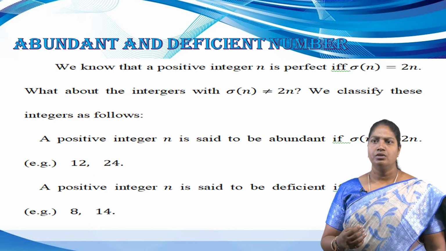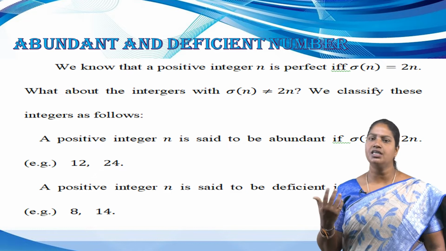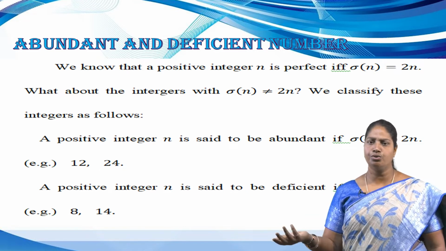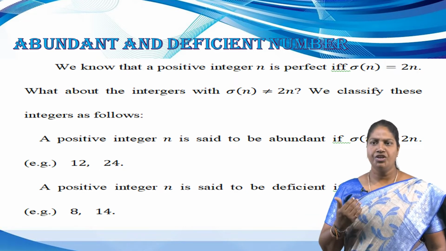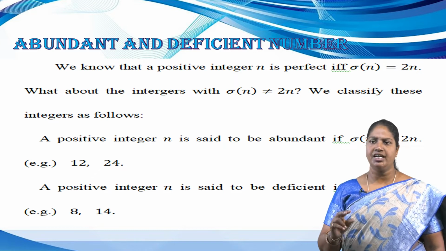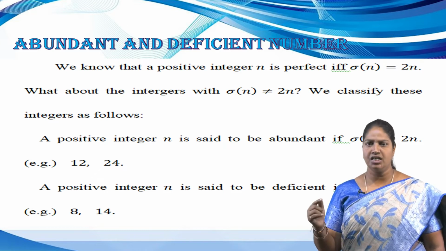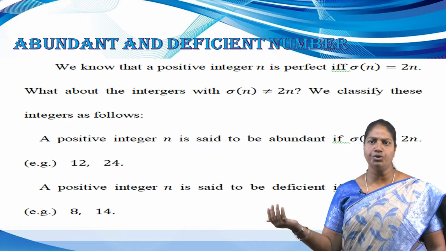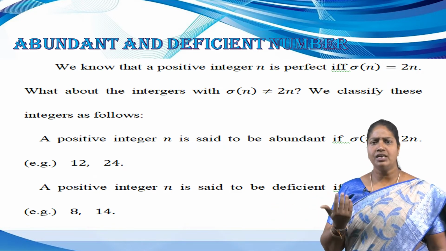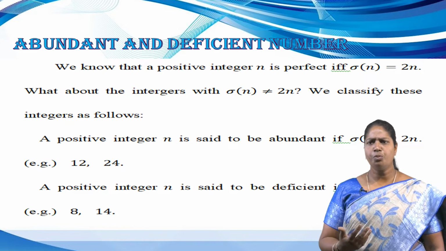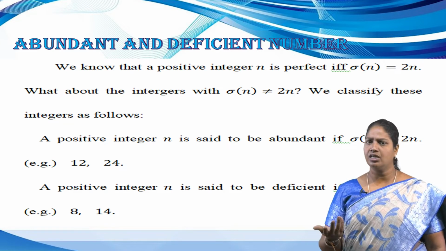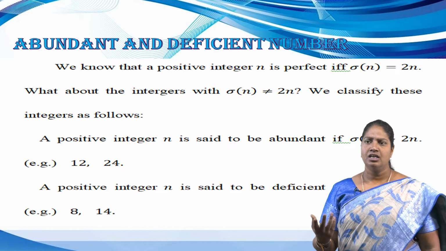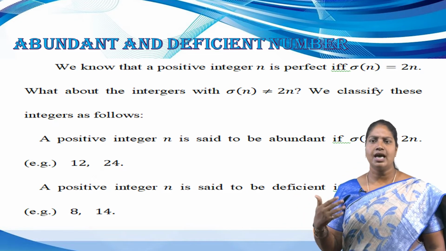Now we will see the definitions of abundant and deficient numbers. What are those numbers? We know that a positive integer n is perfect if and only if the sum of all the divisors of n is equal to 2n. Now, we have a natural question: what about the integers with sigma of n not equal to 2n? We classify these integers as follows.